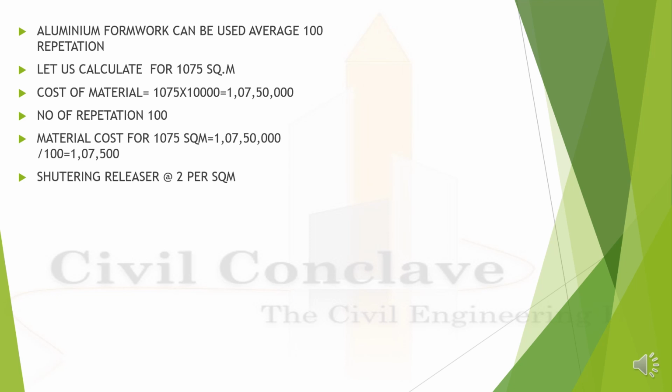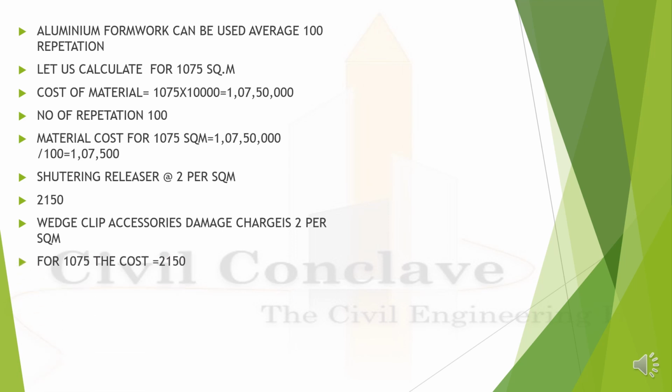Shuttering release, that is shuttering oil, will cost 2 rupees per square meter. That will cost 2150. Wedge, clip, accessories and repairing charges, which are bound to happen after 20 or 30 repetitions, let us consider 2 rupees per square meter. For 1075 square meter, it will be 2150.